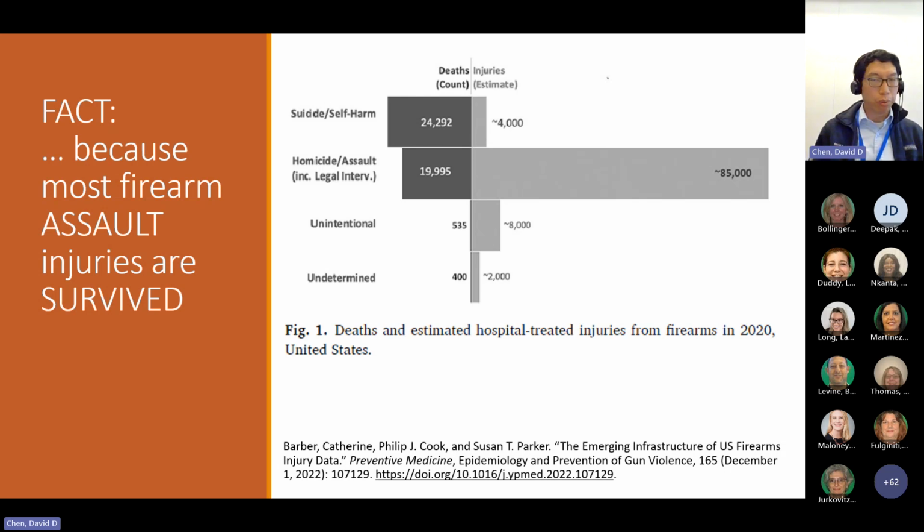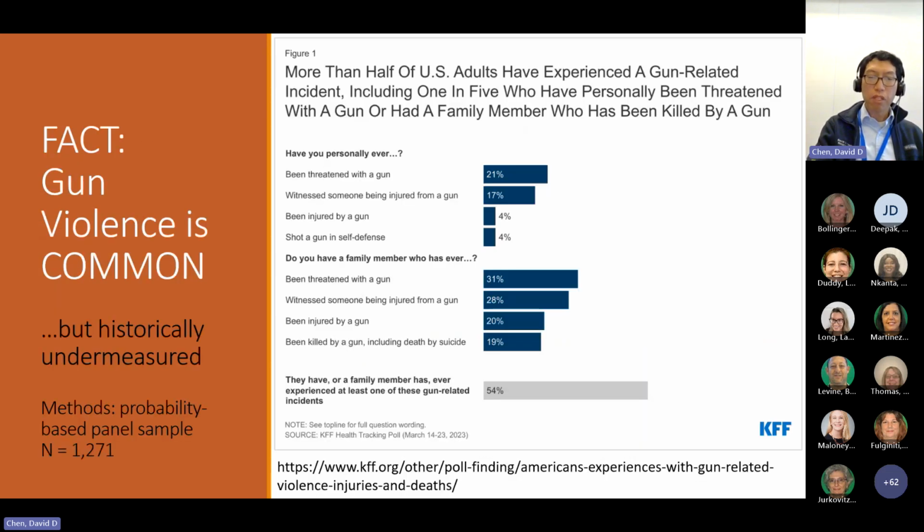Not all injuries will present for healthcare, but the more serious ones tend to. And of those, again, still most firearm assault related injuries are survived. And you can see here in a fairly recent estimate from 2020 that depiction where you see the majority of suicide attempts that result in firearm injuries that present to the hospital are deaths eventually, whereas it's the opposite for homicide or assault injuries. Gun violence in the United States is very common.